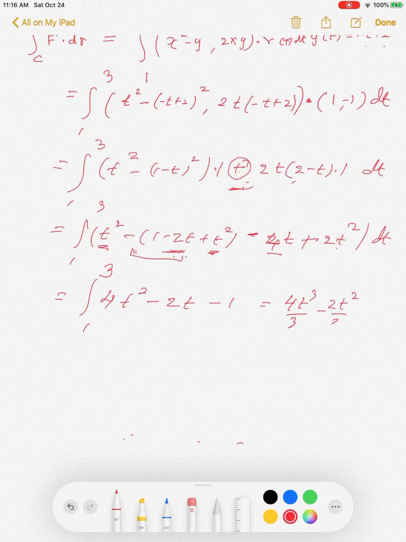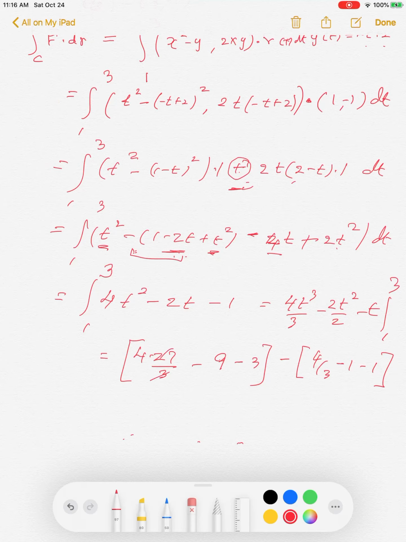Okay, whatever it is. So 4t cubed by 3 minus 2t square by 2 minus t from 1 to 3, which is going to be 4 times 27 by 3 minus 9 minus 3 minus 4/3 minus 1 minus 1. This will give you 9, so 36 minus 12 is 24 minus 4 by 3 plus 2.